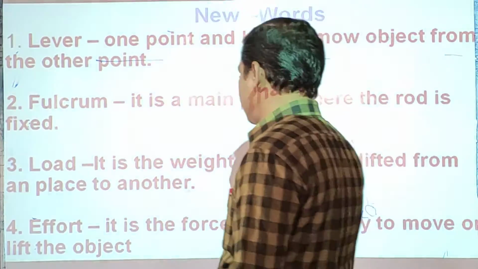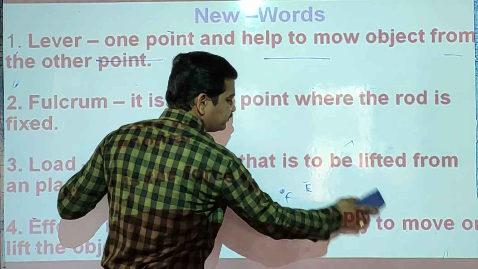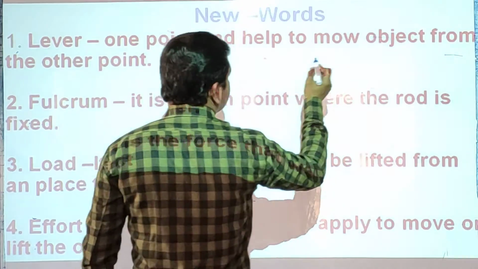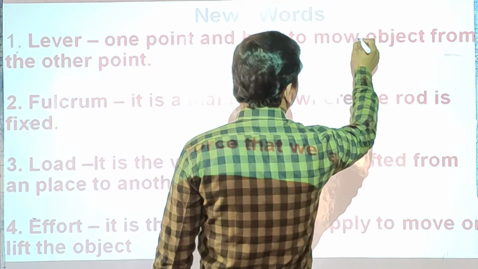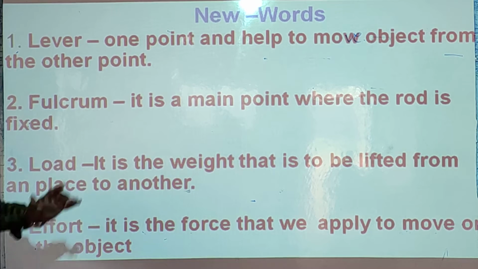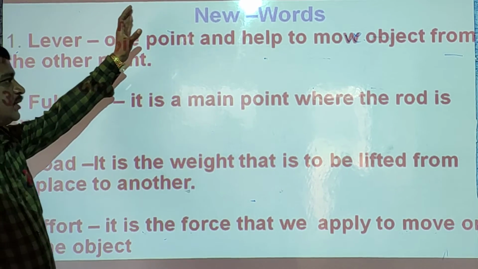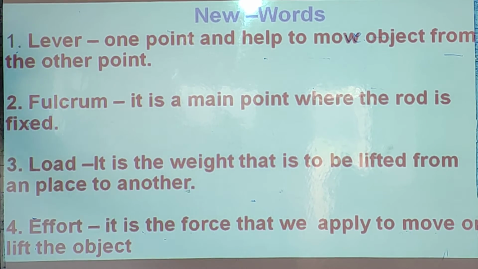Now today's new words. These are the new words, students. You can prepare these new words. A lever is a rod fixed at one point that helps to move an object from the other point. Fulcrum is the main point where the rod is fixed. Load is the weight that is to be lifted from one place to another. And effort is the force that we apply to move or lift the object.